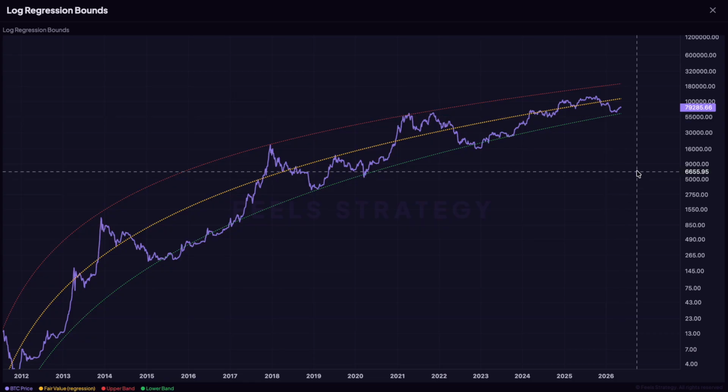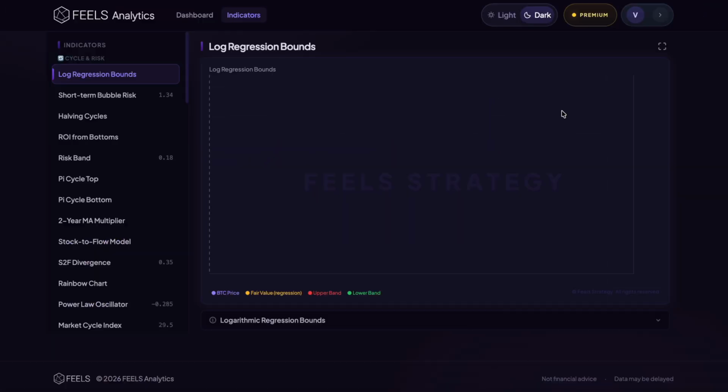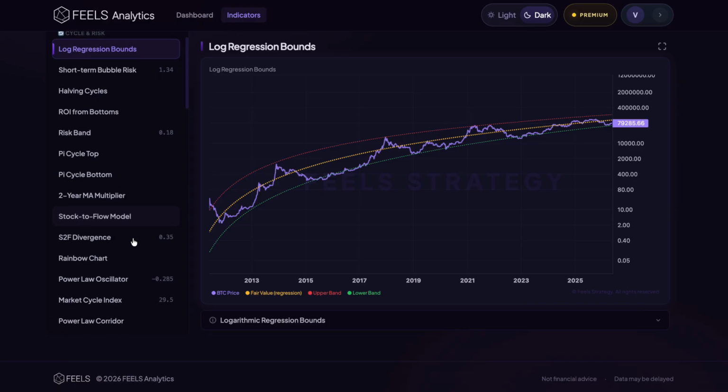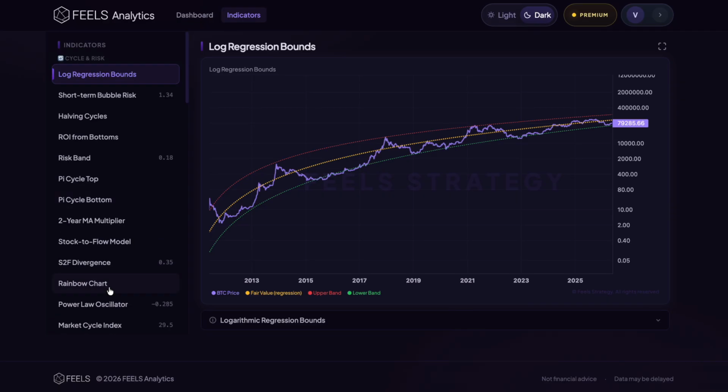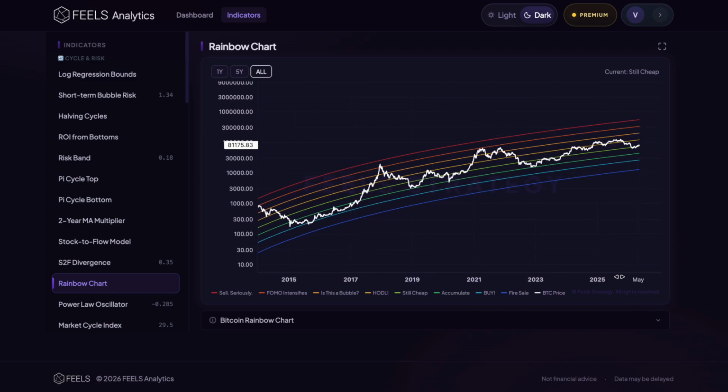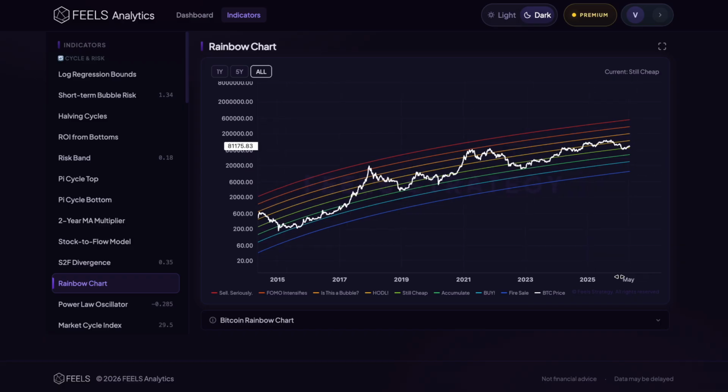I made a separate video about the rainbow chart, which uses the same math but adds emotional zones. If you watch both videos, you get a more complete picture. Both indicators agree on roughly the same thing right now. Bitcoin is not at an extreme, it's somewhere in the middle, leaning toward value rather than overheat. When indicators that use different math arrive at the same conclusion, it raises my confidence in the reading.